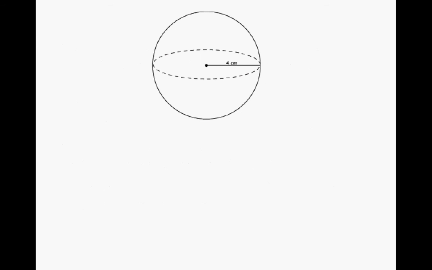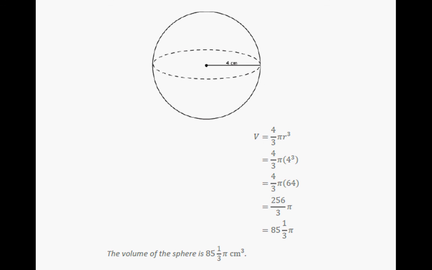So here we have a sphere with a radius of 4 centimeters. So if the radius is 4 centimeters, then that would be 4 to the 3rd power, which is 64. 64 times 4/3 times pi is 256/3 times pi, which can be written as a mixed number, 85 1/3 pi. So the volume of the sphere is 85 1/3 pi cubic centimeters.